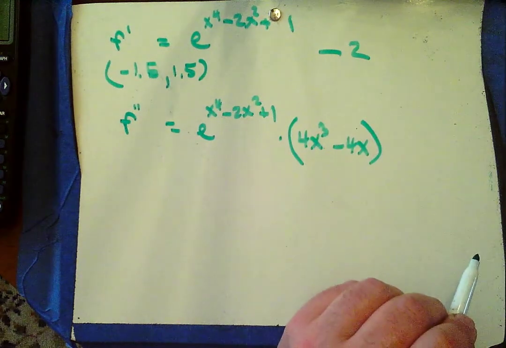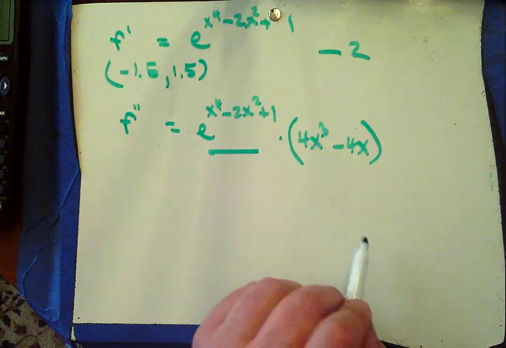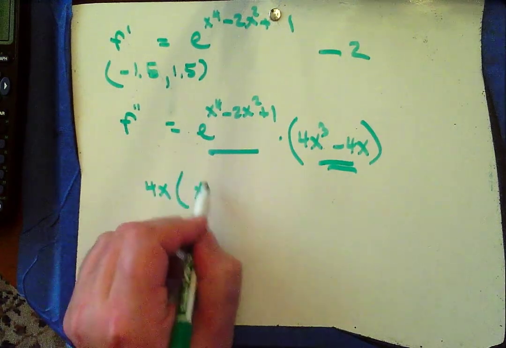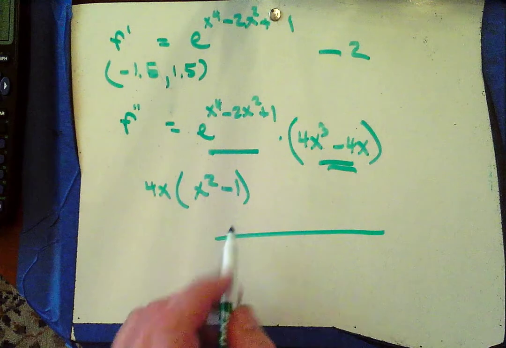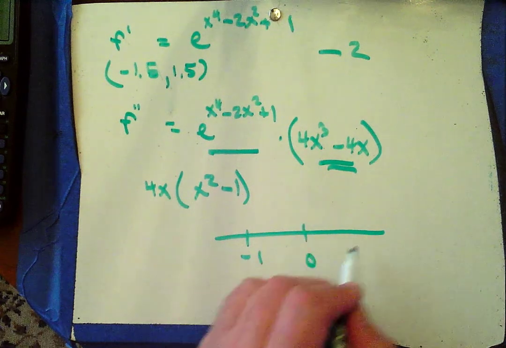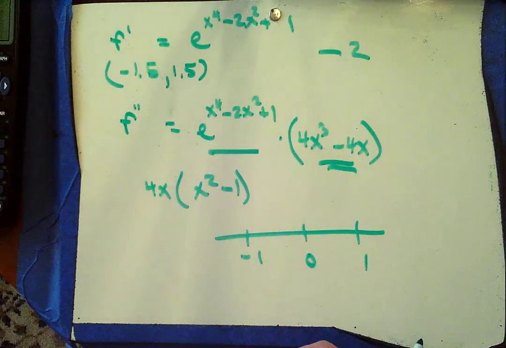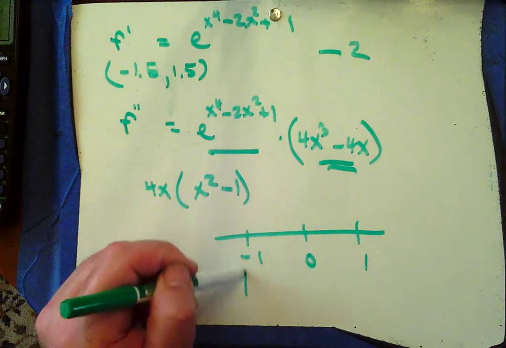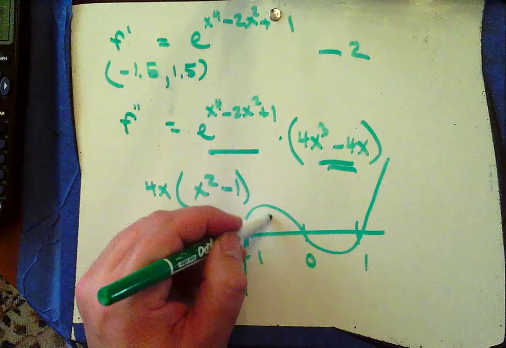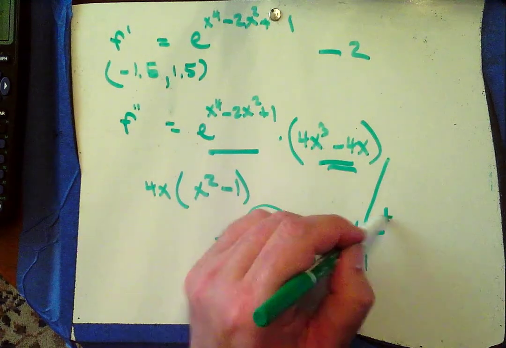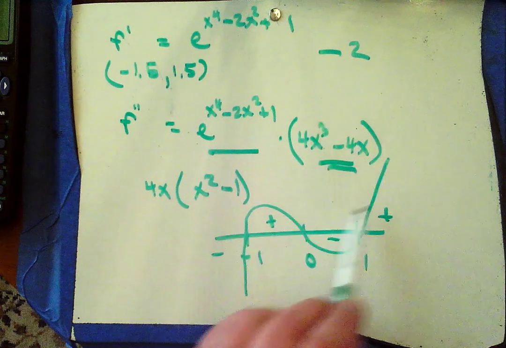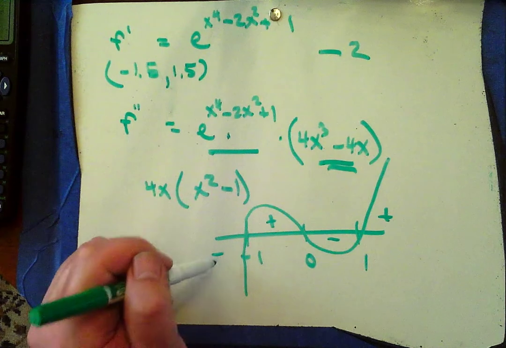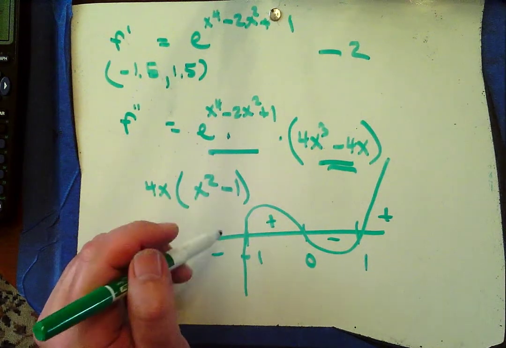Derivative of that is 0. Now, this is always positive. So what about this? If we factor out a 4x, we've got x squared minus 1, and I see critical points at -1, 0, and 1. Alright, so let's plug in some values here. In fact, we could just graph this, right? And so we know positive, negative, negative, positive. But we have to take these values and multiply them by this always positive. So over here, negative times positive is negative.